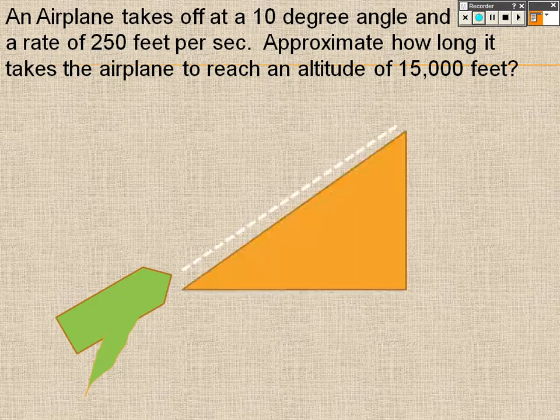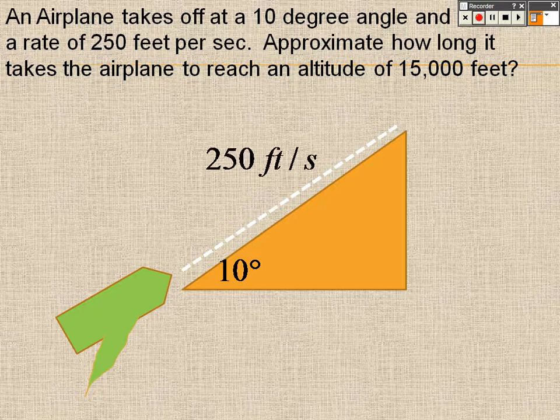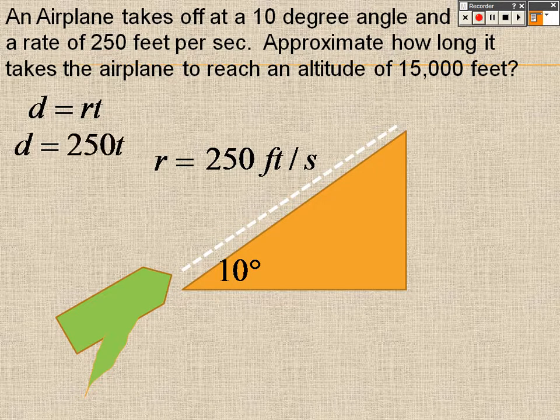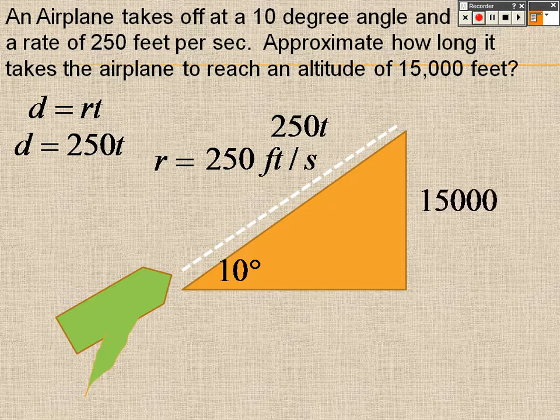An airplane takes off at a 10-degree angle and a rate of 250 feet per second. So here's my airplane. It's taken off, 10-degree angle, going at a rate of 250 feet per second. Approximate how long it takes for the plane to reach an altitude of 1,500 feet. So 250t, right? That's like the last problem, because the distance is what we're trying to find, and the distance is equivalent to the rate times time, which is 250t. So d equals 250t. So that's why that went in there. And the altitude is 1,500.